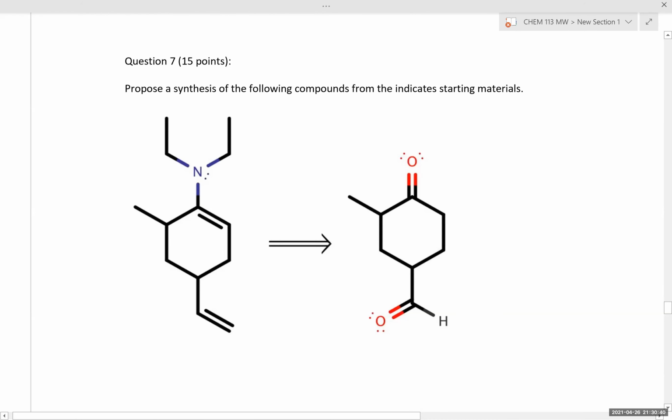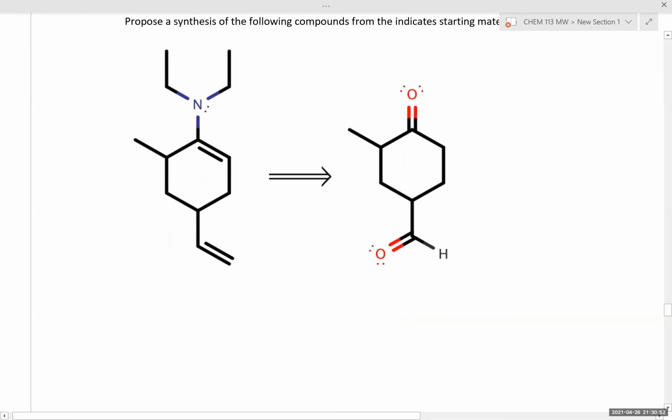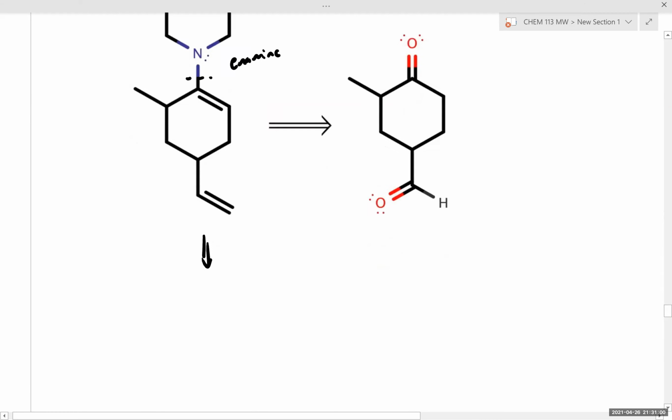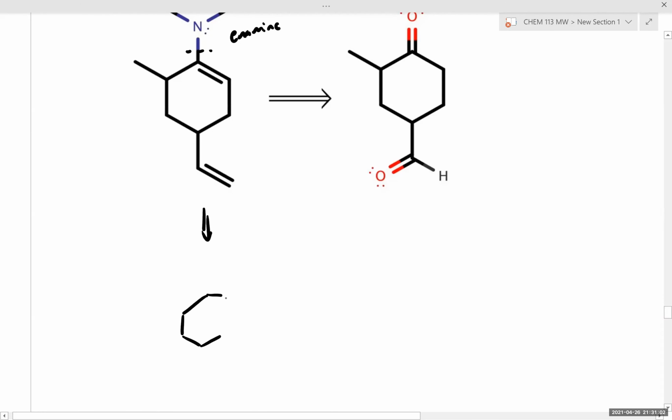So in this case, we're asked to propose a synthesis of the following compounds from the indicated starting material. Okay, that seems straightforward. First things first, this is an enamine. And I know I can make an enamine from a ketone. So I'll trace this back to the following substrate. Now, how can I make an alkene when I have an aldehyde? How do I make alkenes from aldehydes?